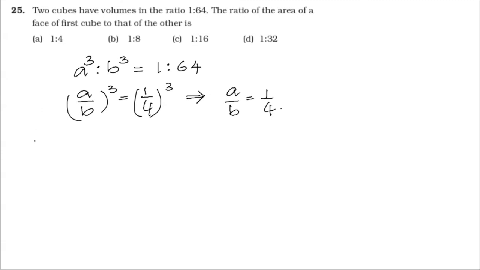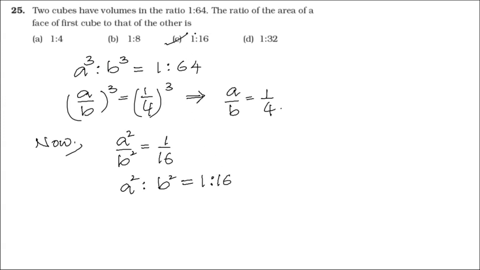Now the ratio of the areas, so I can square this. A square by B square will become equal to 1/16. So the ratio of their areas will be in the ratio 1:16. Option C is the right answer.